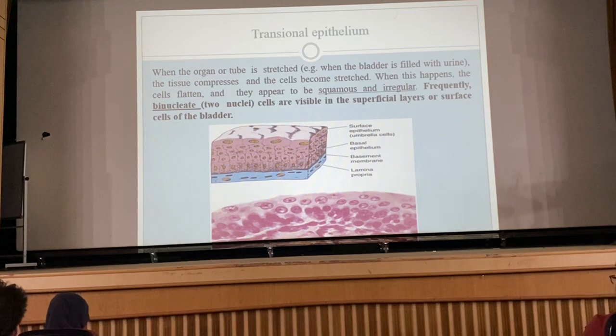This is the histological image of the transitional epithelium. It is composed of many layers, and the superficial cells are larger if you compare them with the size of the other layer cells, and often they are binucleated. This cell contains 2 nuclei. This one also. And when the organ is stretched, as I mentioned, an example is the bladder filled with urine, the tissue is compressed and the cell becomes stretched, and the cell becomes flat. And these dome-shaped or large cells become flat, and frequently binucleated cells are visible in the superficial layer or surface of the bladder.